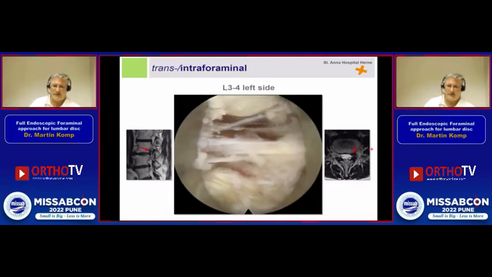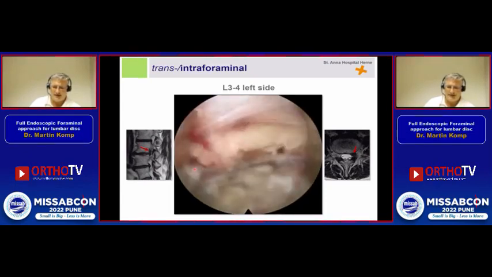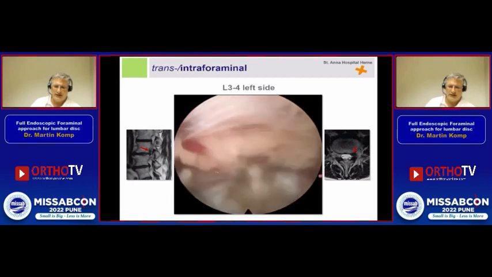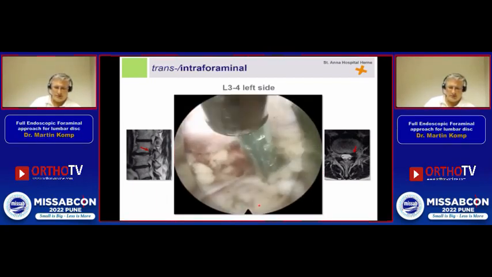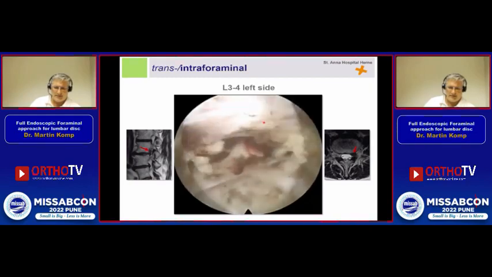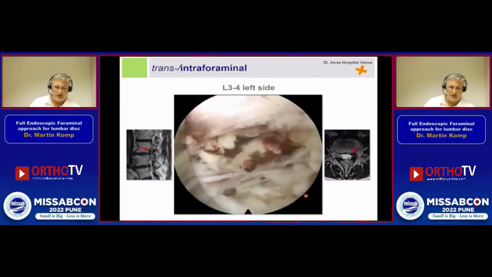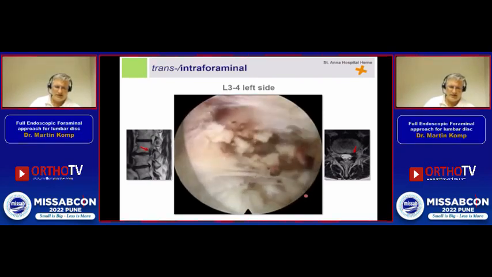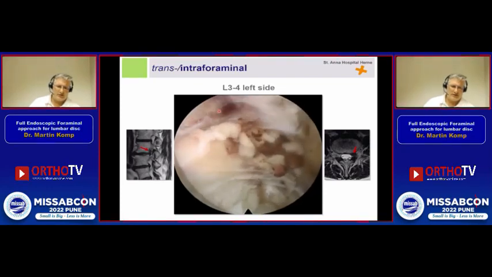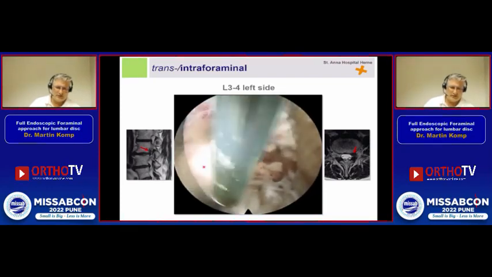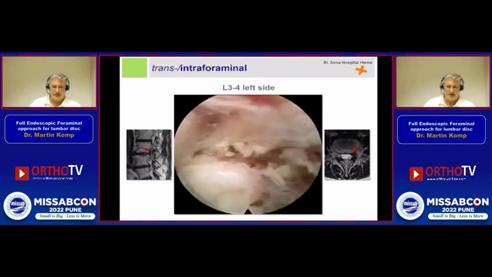Example for that, L3-4 on the left side. So we pull back the sleeve. Left side is cranial, right side is caudal. This is dorsal, and this is anterior. So that's the SAP here. That's the disc space. Then we go to the cranial aspect. We rotate the cannula to the cranial aspect. Here we see the beginning of the exiting nerve root, and here the beginning of the herniated material. That's the entry here to the spinal canal.